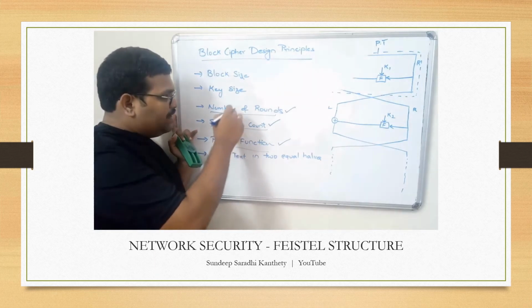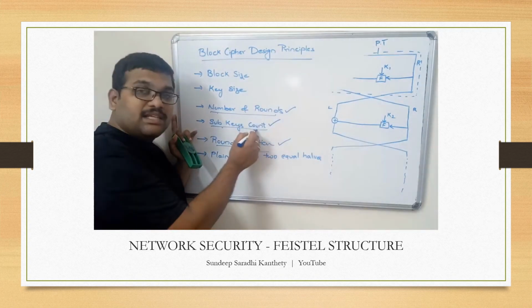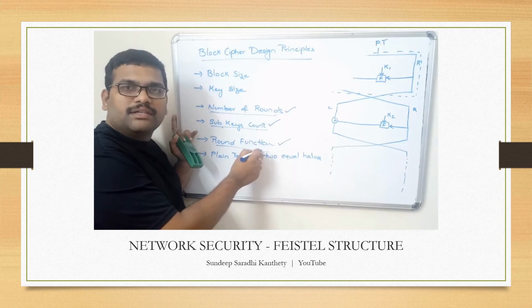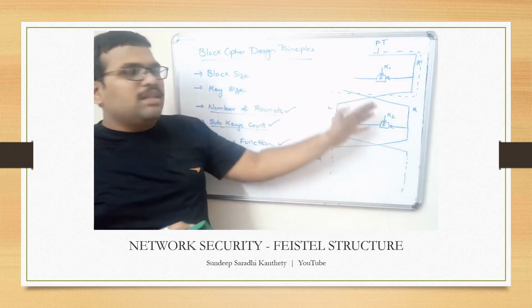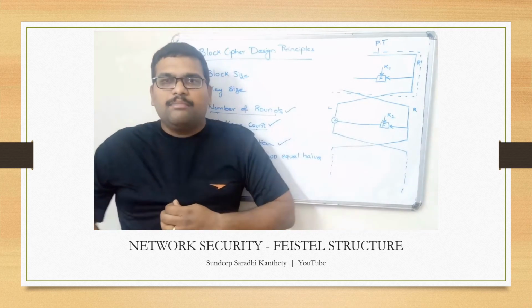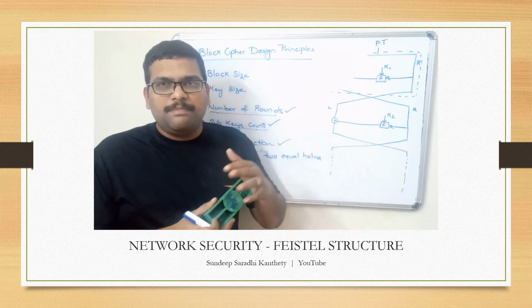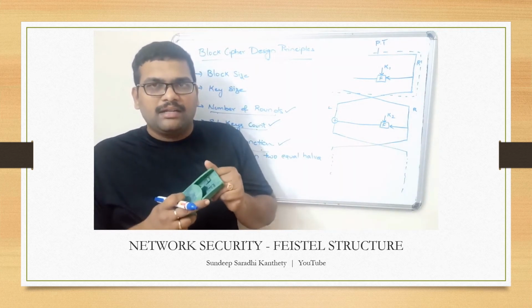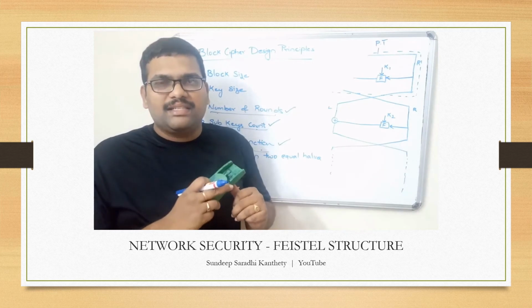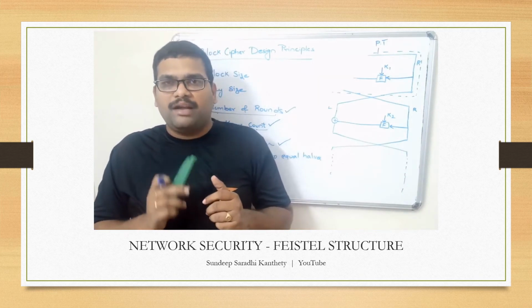So the security related issues are the number of rounds, the number of subkeys, and the round function in the block cipher algorithm. This is all about the Feistel structure and the block cipher design principles. Hope you understood this simple concept. So let us stop here. In the next session we will go with a very important algorithm, the DES algorithm, Data Encryption Standard, which is a block cipher symmetric algorithm.